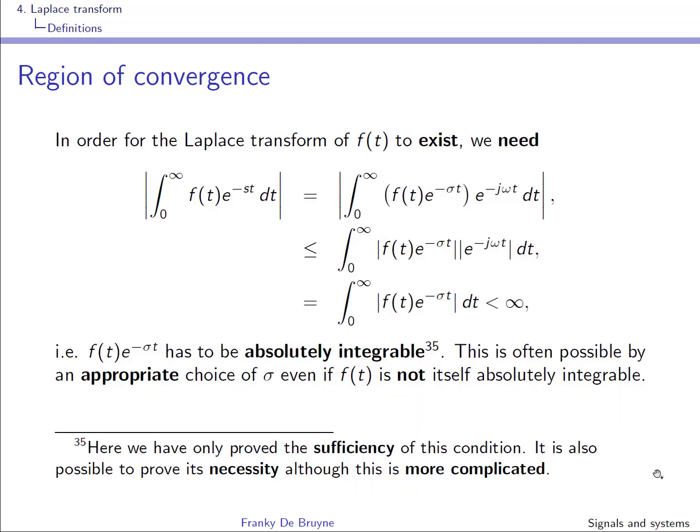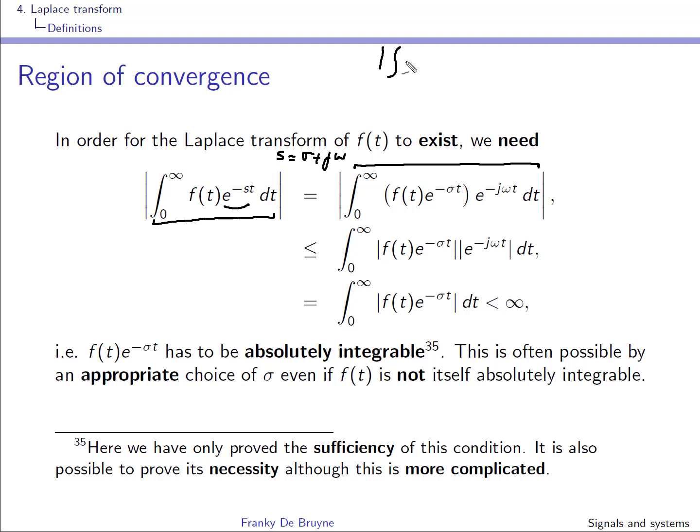So we are looking for the region of convergence of the Laplace transform. So we are looking for the S such that this integral converges. So what we'll do is take the absolute value of the integral. To go from here to here, we write S equal to sigma plus j omega. And since you know the properties of the exponential, you can rewrite it like this. And now for the second time, we'll use this inequality.